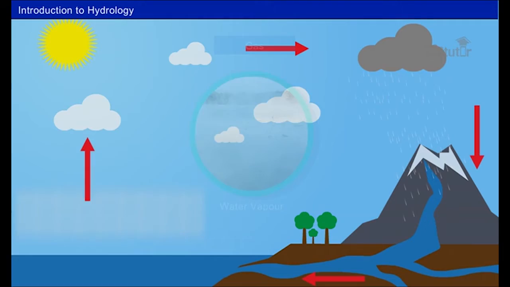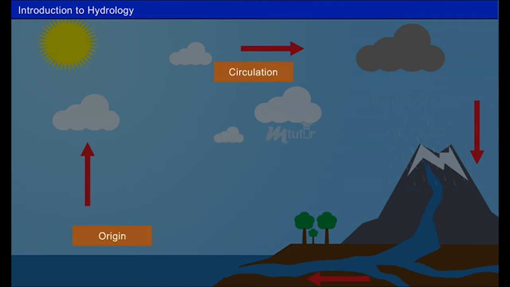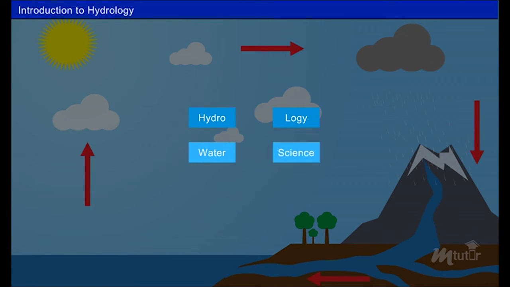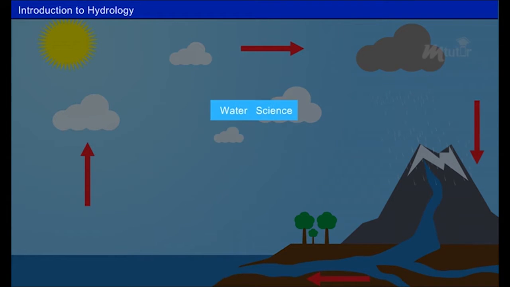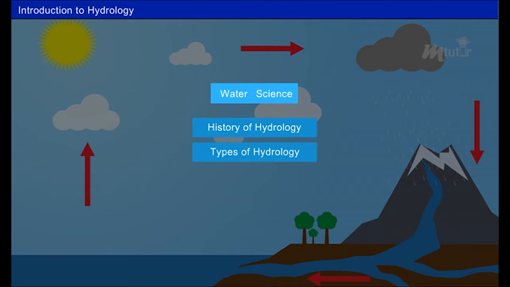The science behind the origin, circulation, and the distribution of water on the surface of the Earth and the atmosphere is termed as hydrology. Hydrology is derived from the terms hydro, water, and logy, science. Simply, water science. Let us study about history, types, and application of hydrology.